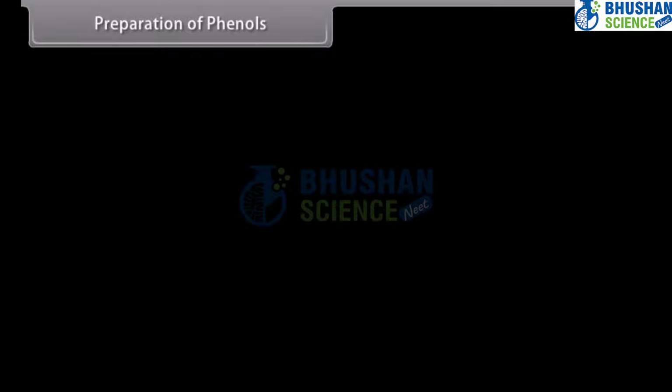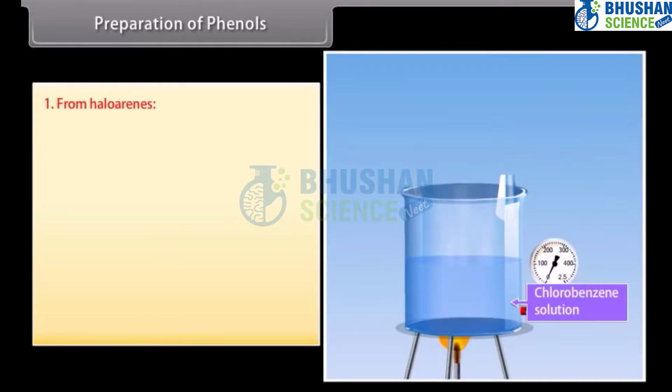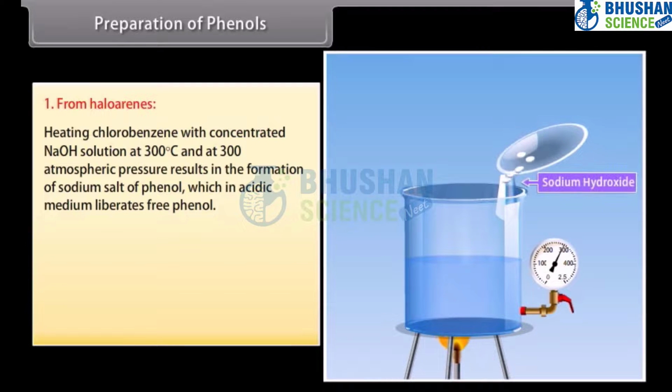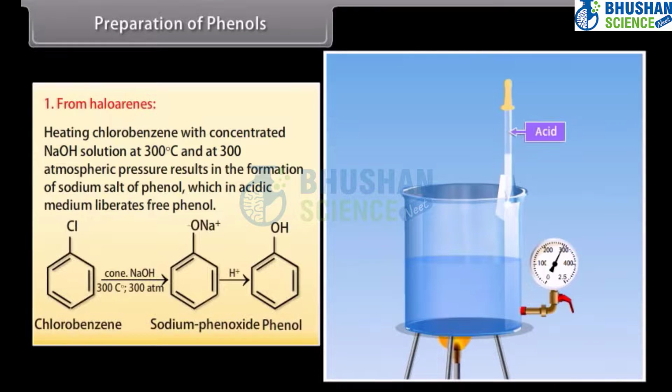Preparation of phenols. From haloarenes. Heating chlorobenzene with concentrated sodium hydroxide solution at 300 degrees Celsius and 300 atmospheric pressure results in the formation of sodium salt of phenol, which in acidic medium liberates free phenol. Concentrated NaOH with chlorobenzene at these conditions forms sodium phenoxide, and then on acidification it gives phenol.